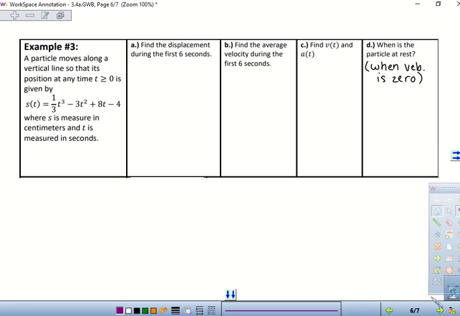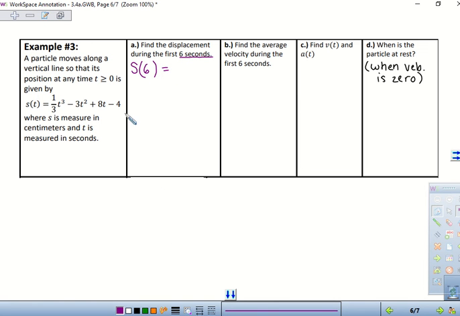Okay. Next one says a particle moves along a vertical line. So its position at any time where t is greater than 0 is given by, where s is the measure in centimeters and t is the measure in seconds. It says find the displacement during the first 6 seconds. So how you find displacement is, you plug in whatever amount of time into the function. So you're going to plug in 6.